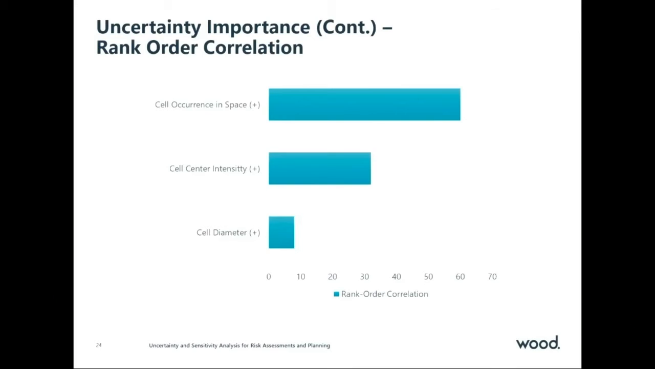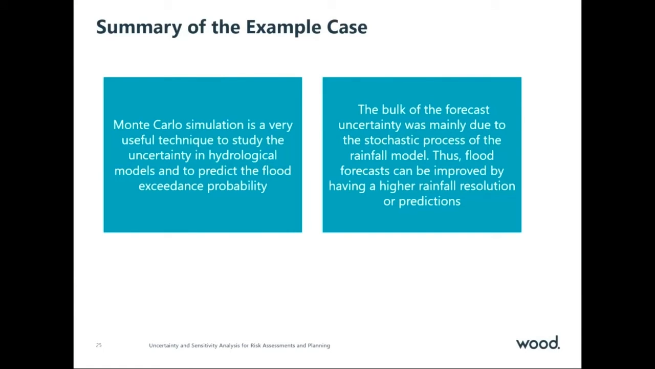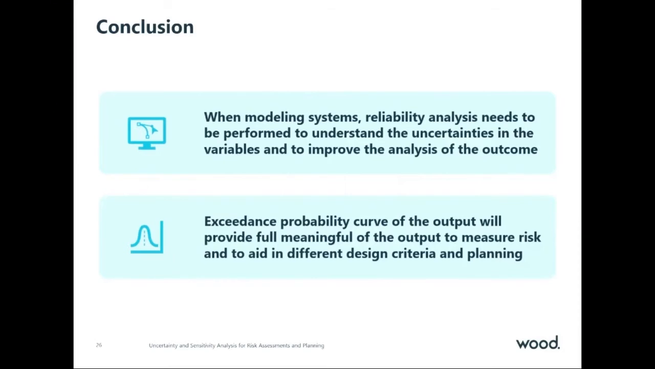For the rainfall model, the uncertainty is becoming how many cells in the area, and that's more important than the cell diameter. And all of the three variables I selected have a direct relationship. So the summary of the example case: Monte Carlo simulation is used for the hydrological model and to plot the exceedance probability. And the case also showed the bulk of the uncertainty is coming from the rainfall model and not from the catchment. The conclusion of this work is reliability analysis is very useful and has to be performed to understand the uncertainty in the variables and the outcome.